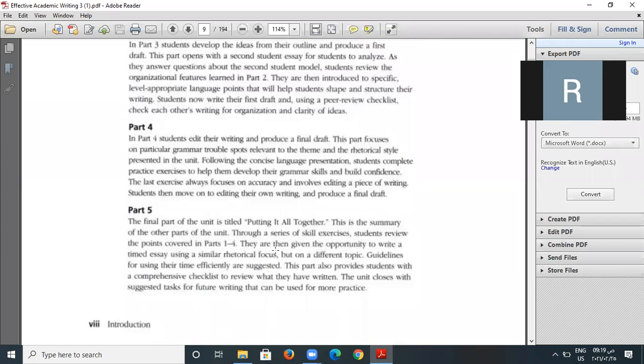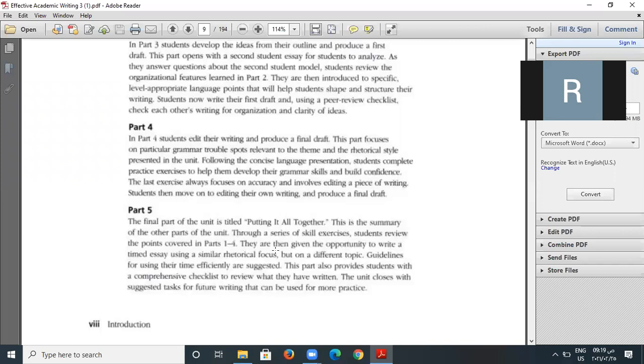Part 5 is called Putting It All Together. After we finish everything, we put our ideas, what we have written, together. This is the summary of the other parts of the unit. What we have done in the first 4 parts is put together here in this part.